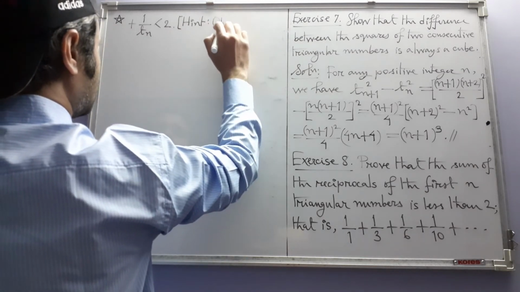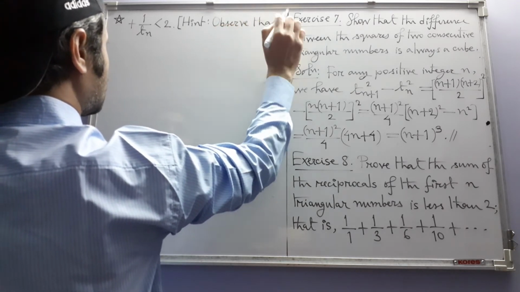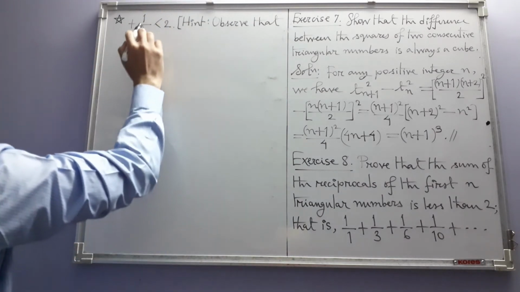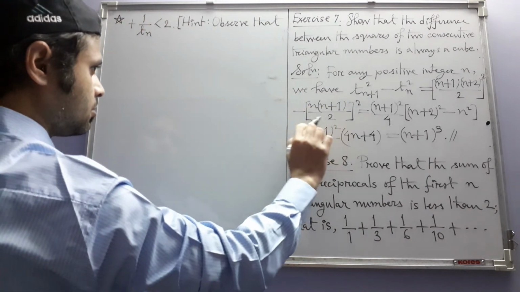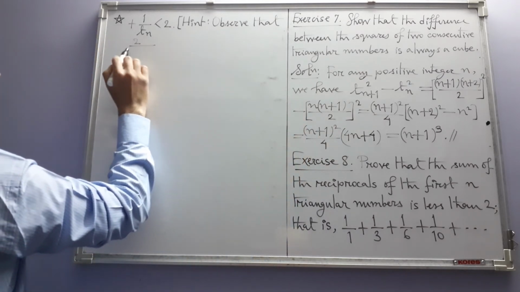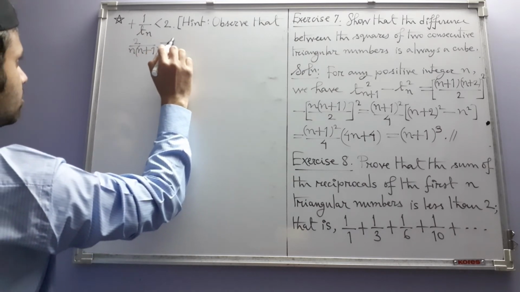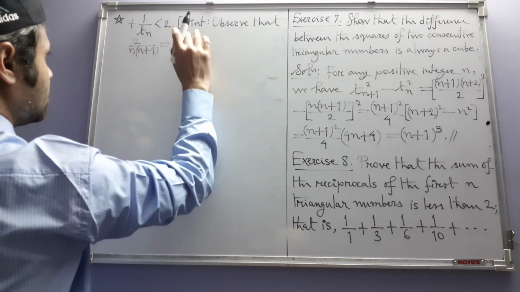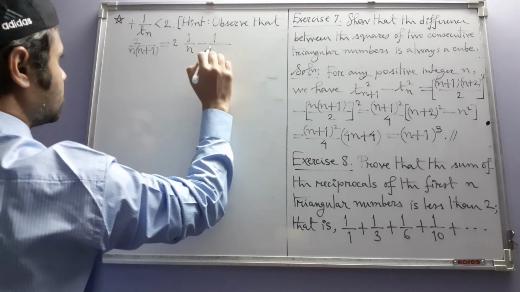Observe that, because we have reciprocals of triangular numbers. So for example, if you consider this reciprocal and use this expression for the nth triangular number, then you get 2 divided by n times n plus 1, and that is equal to 2 times 1 over n minus 1 over n plus 1.